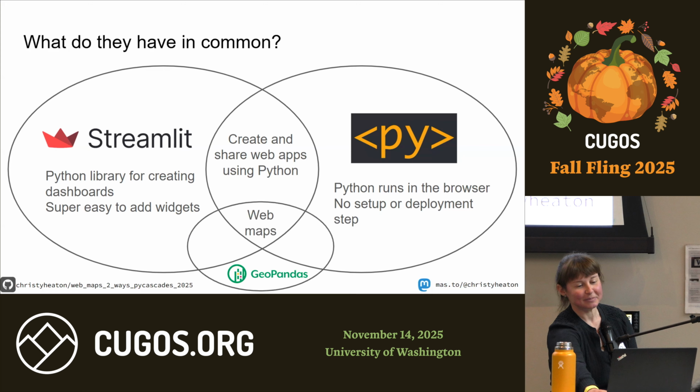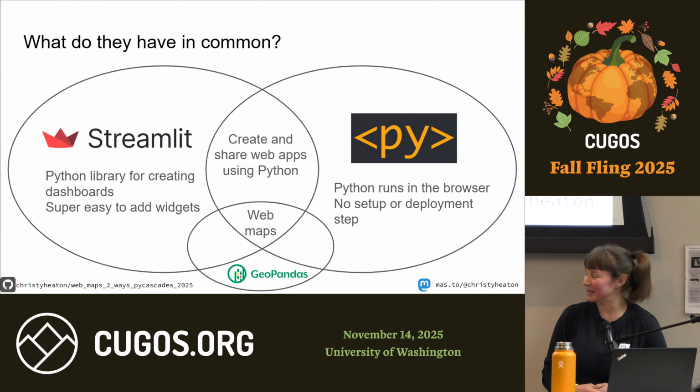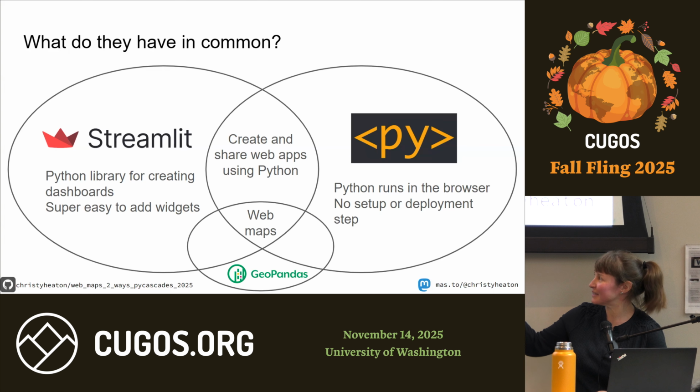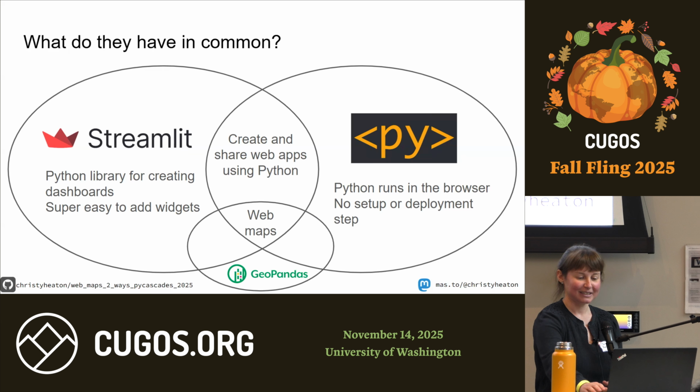So in order to use them to make maps, we need to use a library that does deal with mapping, and it's GeoPandas. GeoPandas is my favorite library for making web maps. So we'll use a combination of these things to make our web maps.